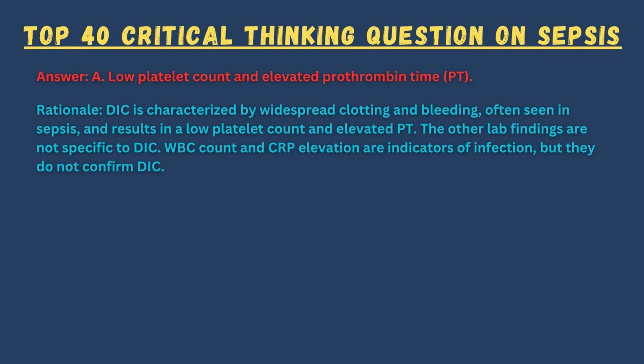Answer: A. Low platelet count and elevated prothrombin time (PT). Rationale: DIC is characterized by widespread clotting and bleeding, often seen in sepsis, and results in a low platelet count and elevated PT. The other lab findings are not specific to DIC. WBC count and CRP elevation are indicators of infection, but they do not confirm DIC.